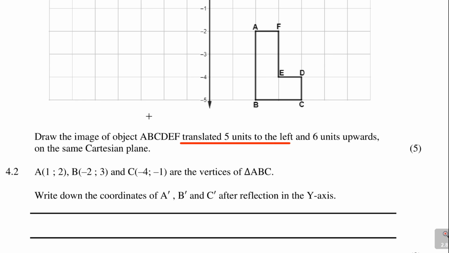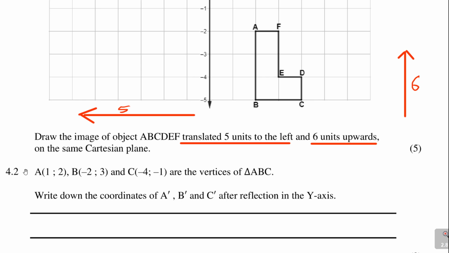Now, which direction is the left? This direction is the left. So you're going how many units? You're going 5. And then 6 units upwards. Which direction is upwards? That direction is upwards. And how many units are you going? You're going 6, on the same Cartesian plane.